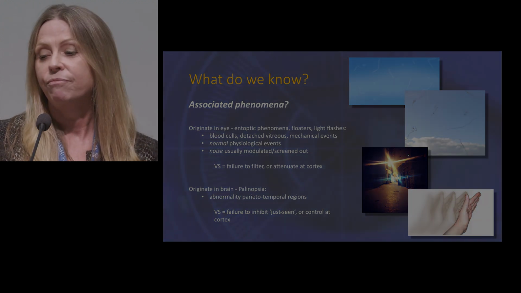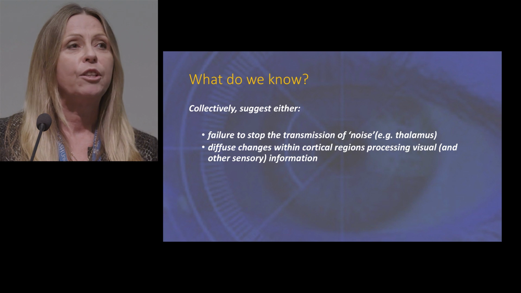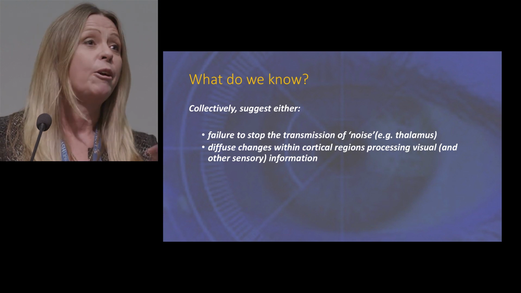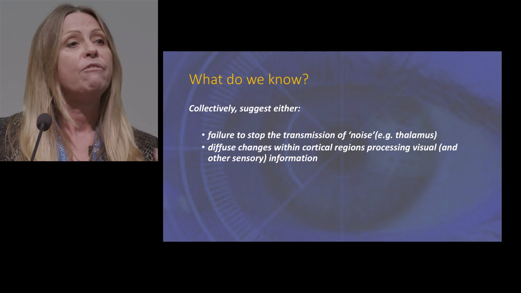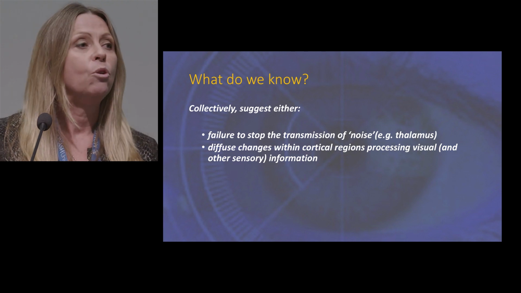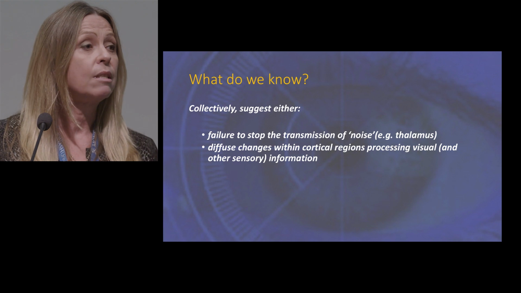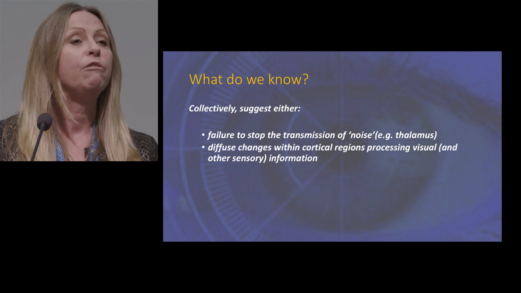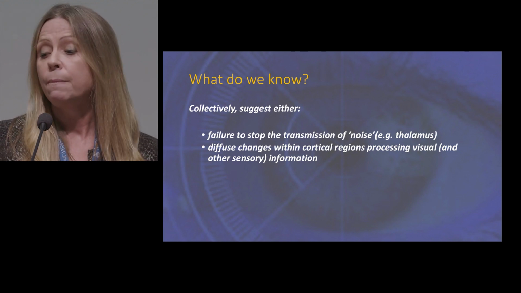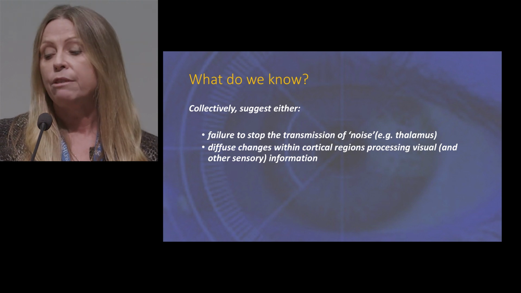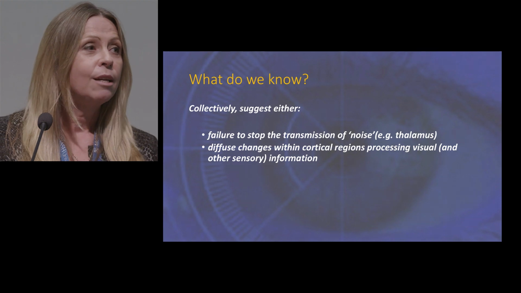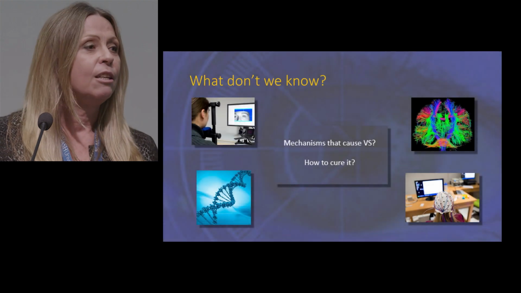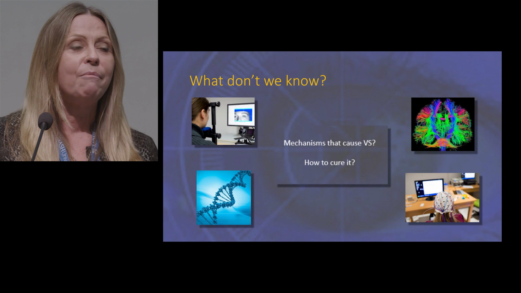filter that out. So collectively, the research, including the work that we've been doing, which is going to be fascinating, you'll have to bear with me, suggests a failure to stop the transmission of noise. Whether that noise is the visual snow itself, or those entoptic phenomena, the floaters, etc., is irrelevant, or possibly diffuse changes within the cortical regions that process visual information. What that indicates is that we don't know very much at this point in time, with very few studies.